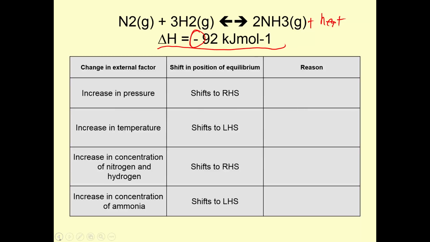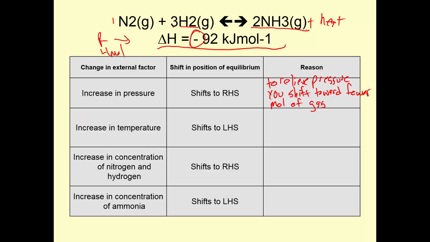The reason is because if you increase the pressure, you want to relieve pressure, and the pressure is basically the particles are too close. You shift toward fewer moles of gas. So if I look right here, N2 is 1 mole of gas, H2 is 3 moles of gas. So for my reactants, I have 4 moles of gas. And my products, I have just 2. So it's going to shift to the right-hand side. Reason: to relieve the pressure, you shift towards fewer moles of gas.